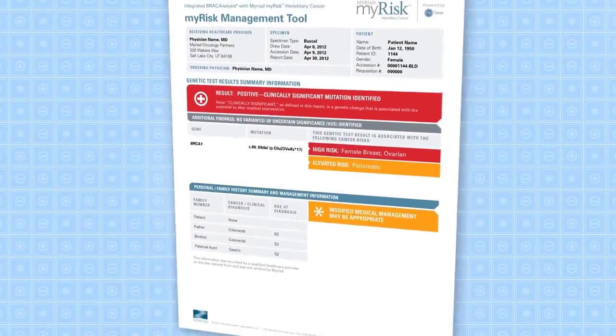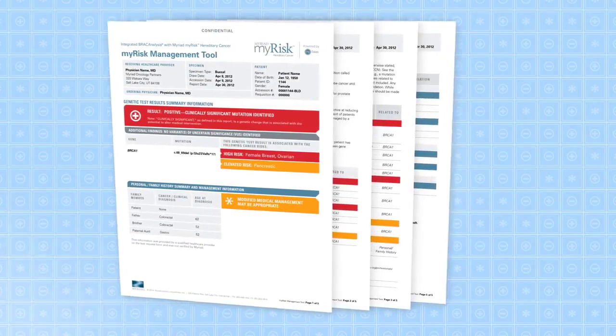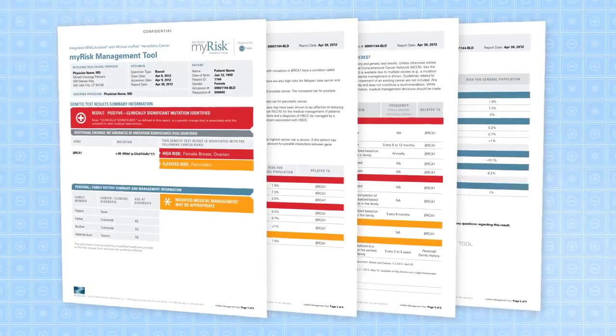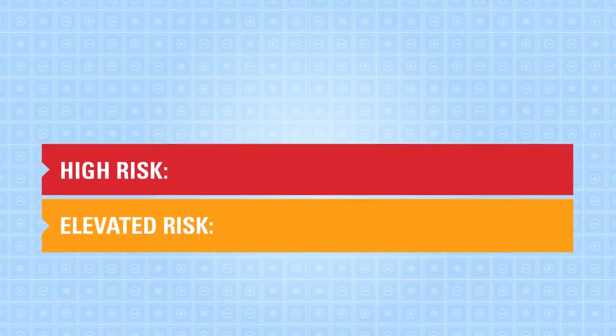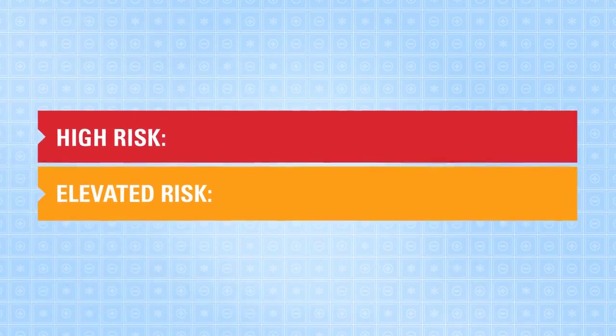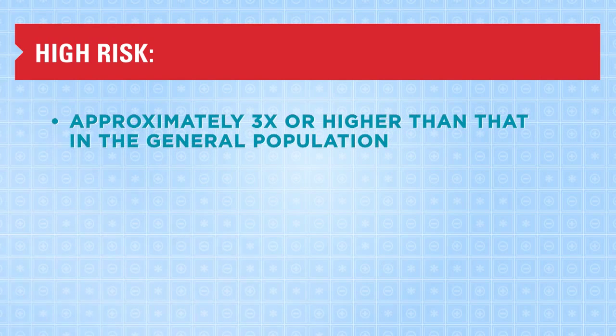In the subsequent pages, you may find the myRisk management tool. This valuable addition to the report provides referenced cancer risks and guideline management considerations based on the patient's genetic information and family history. It will use a similar color scheme to show the degree of cancer risk. Red represents high risk and orange represents elevated risk. For the patient to be considered high risk for a given cancer site, the increase in risk must be approximately threefold or higher than that in the general population.